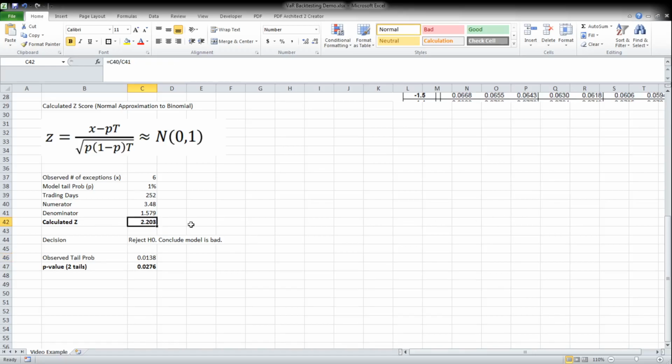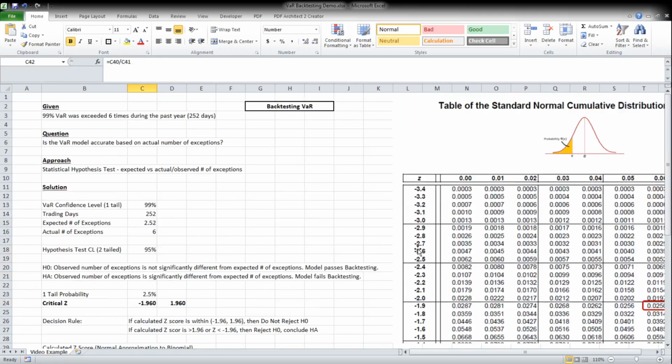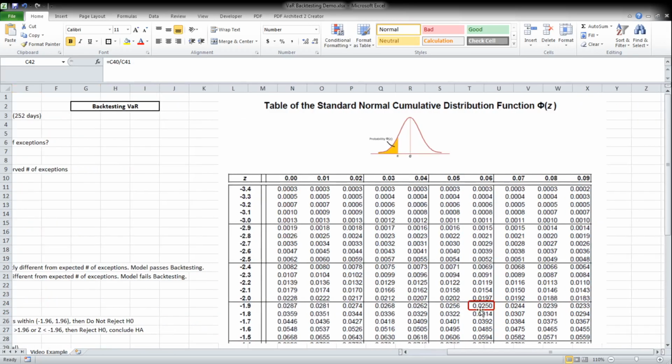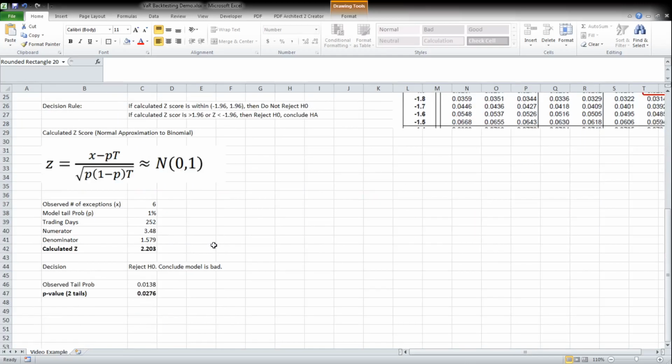So our calculated z is 2.2. What is the probability of observing a value as extreme as 2.2 if the model were true? For negative 2.20, the associated probability is 0.0139, which is very similar to what we got using Excel.